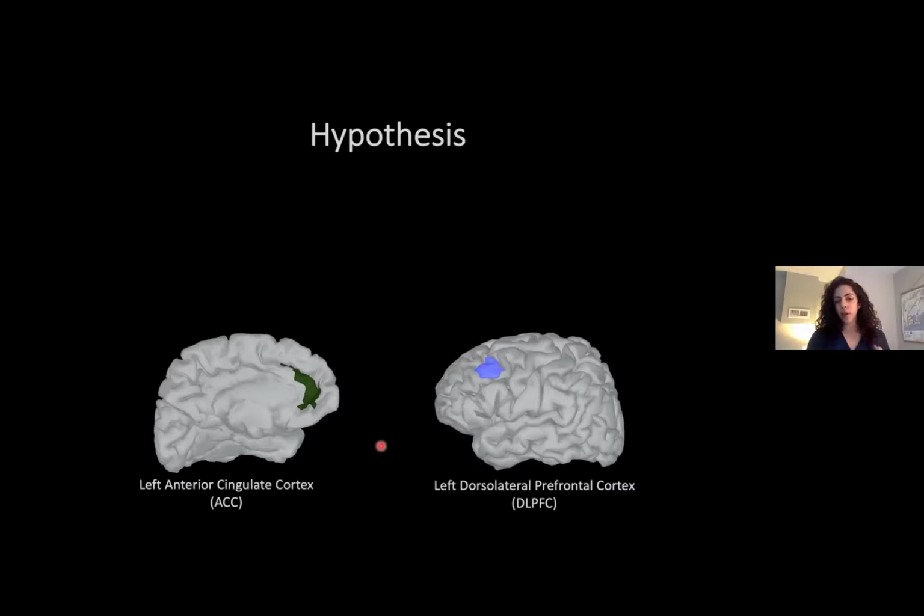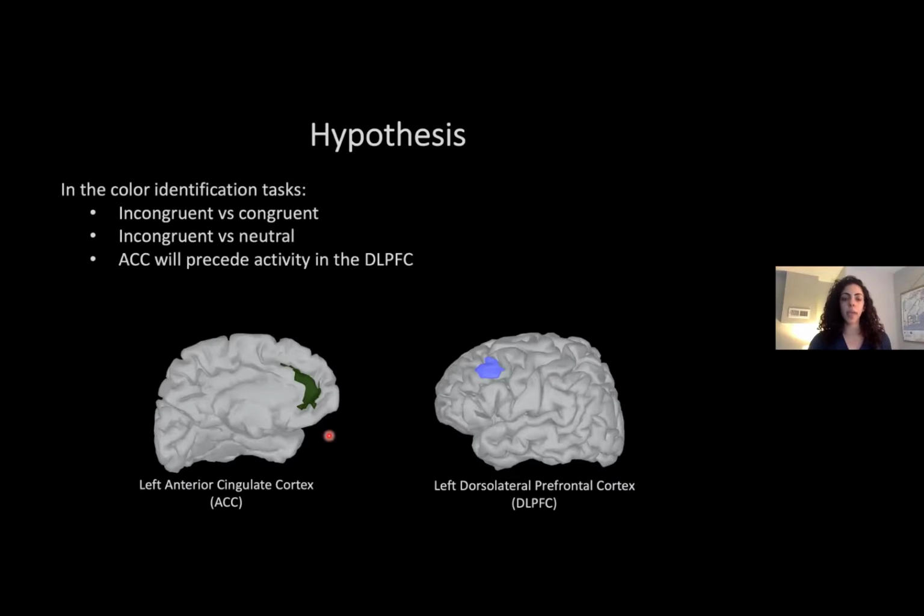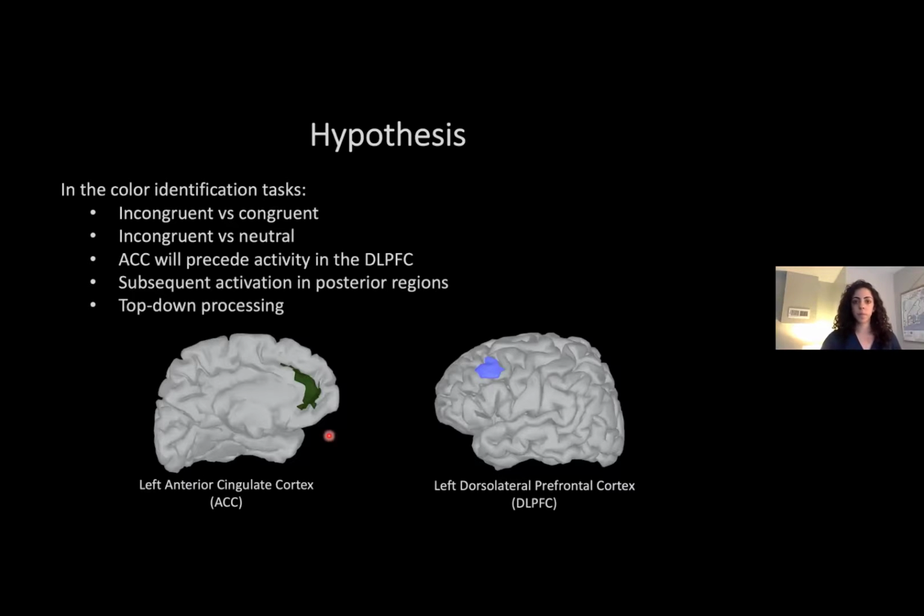So it's also heavily theorized that the ACC conveys information to the DLPFC, followed by information to posterior regions. So for our color identification tasks, for both comparisons, we hypothesized that the ACC would precede activity in the DLPFC, followed by activation in the posterior regions, in line with top-down processing.